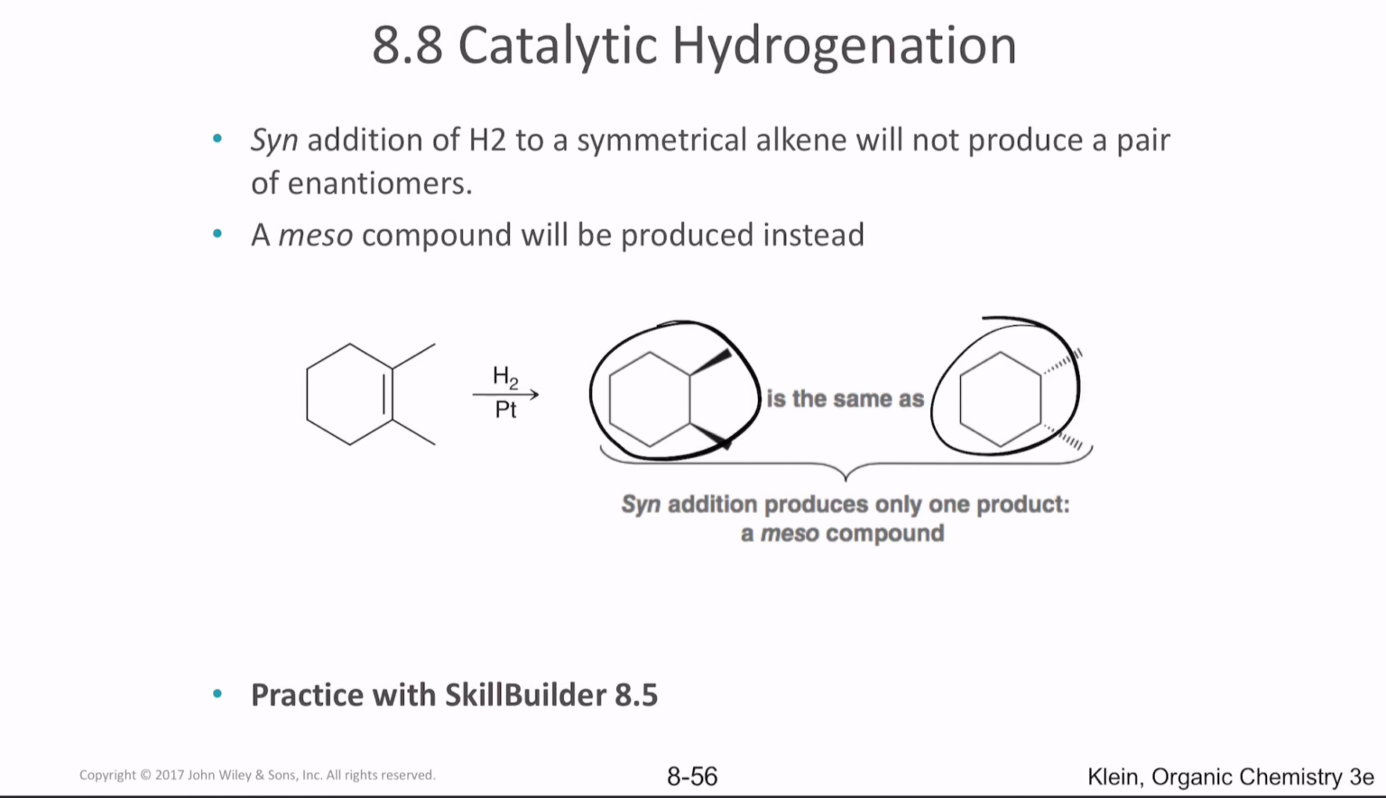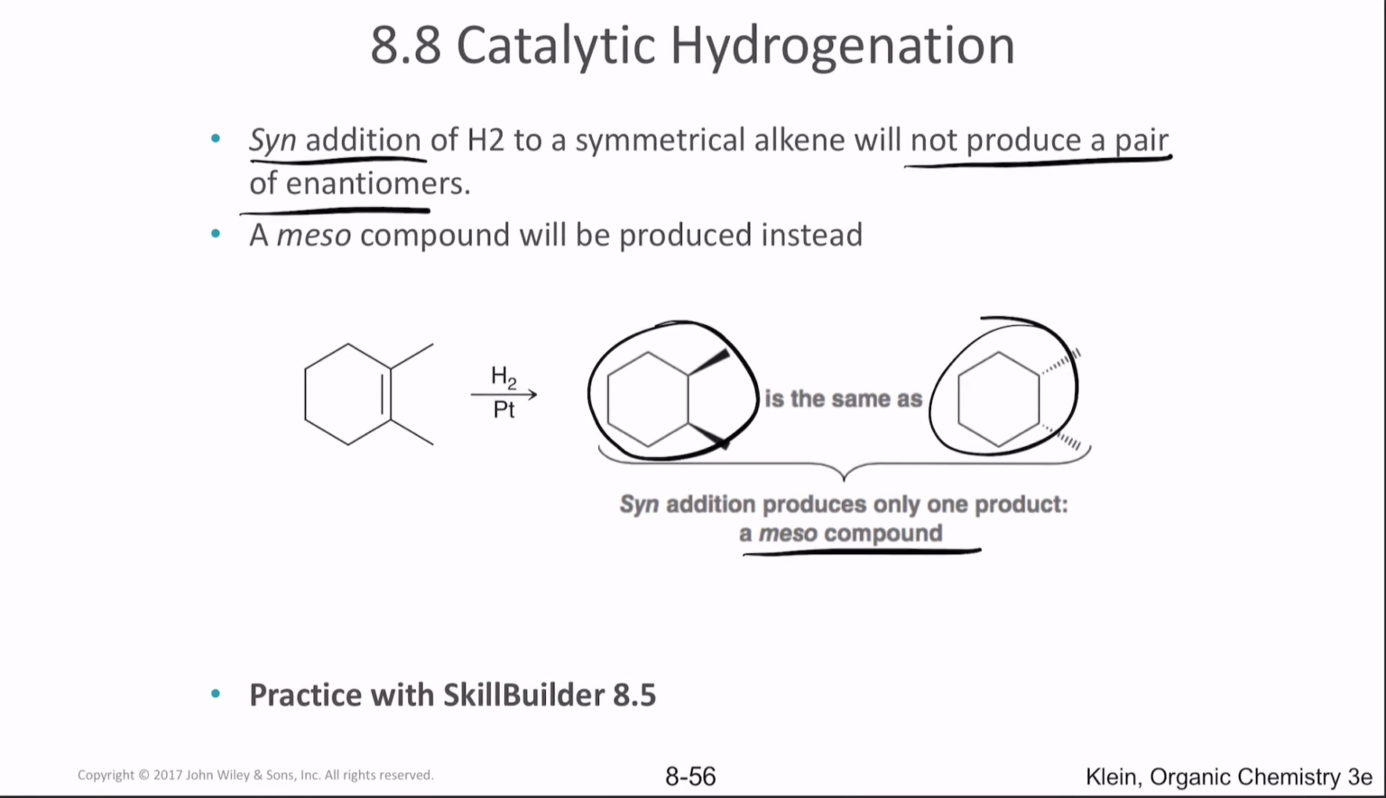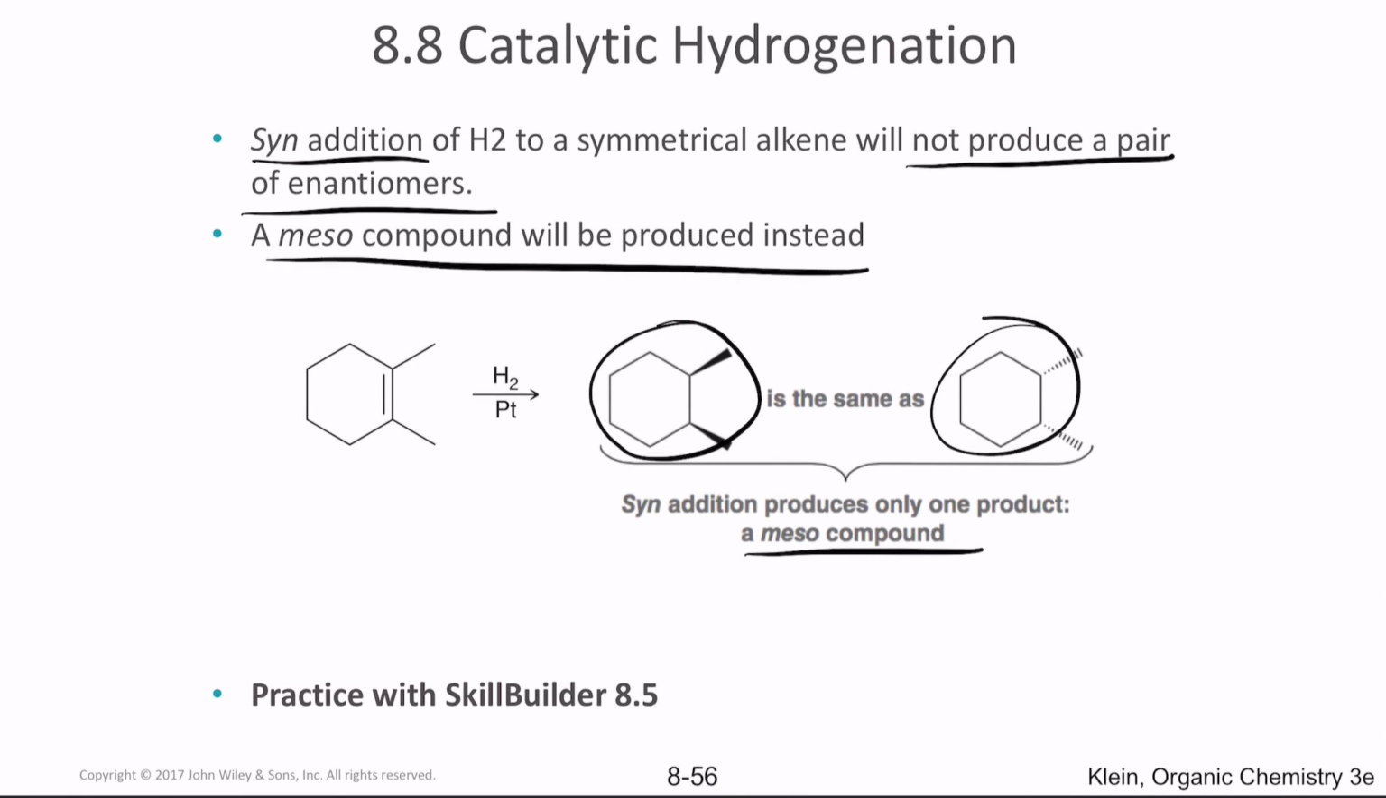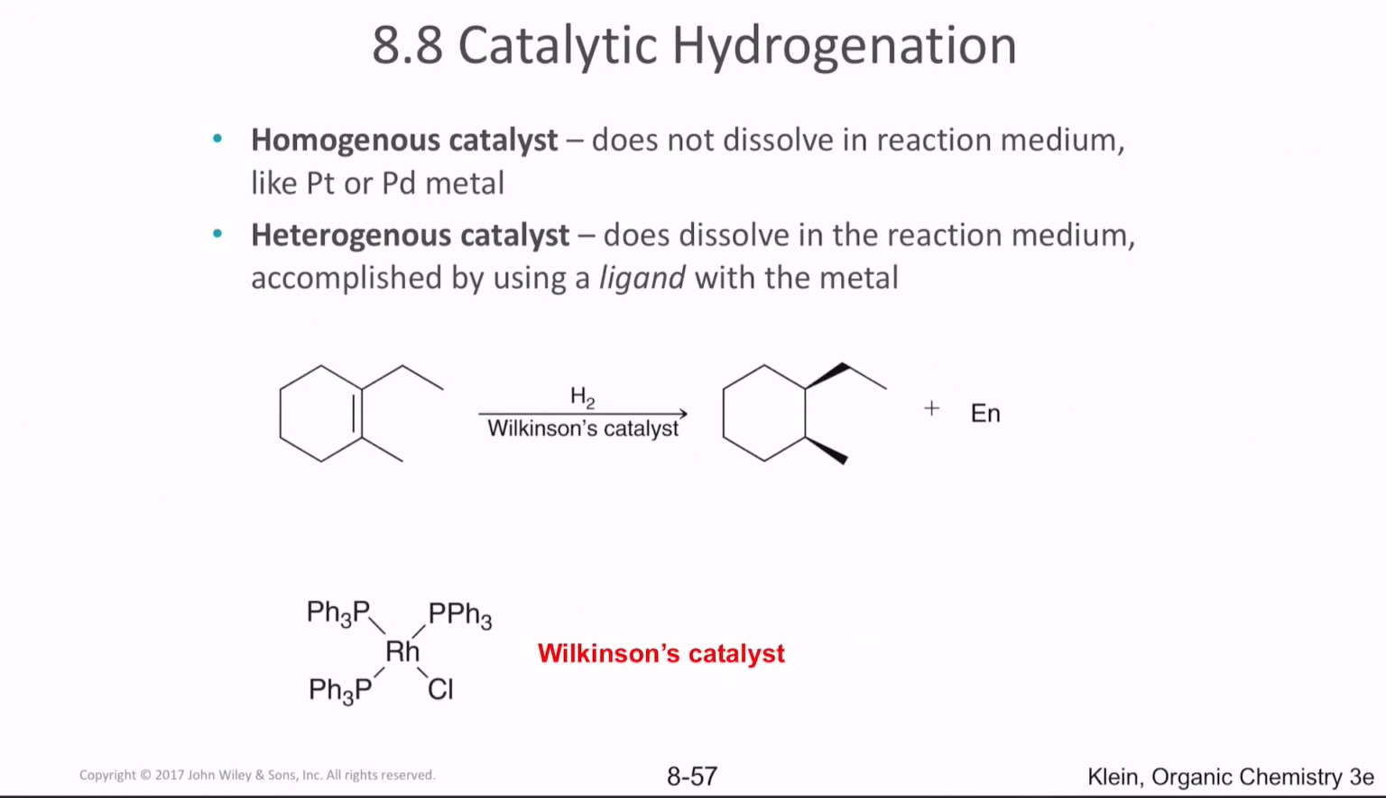Because both structures here are the same, we can consider that this is a meso compound. So because of the syn addition here, it will not produce a pair of enantiomers, and a meso compound will be the one that ends up forming.